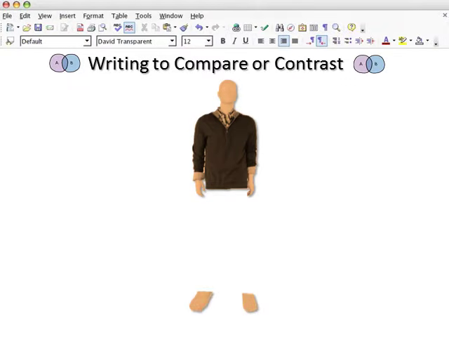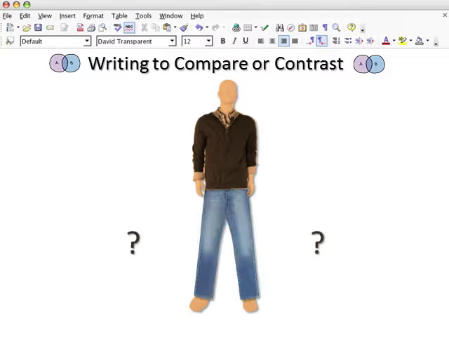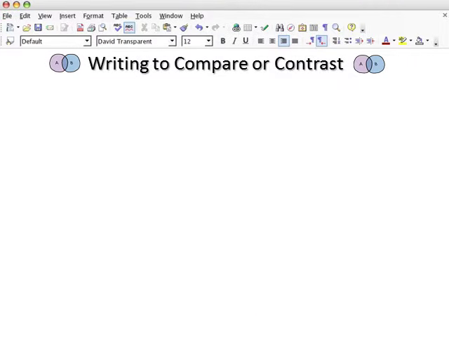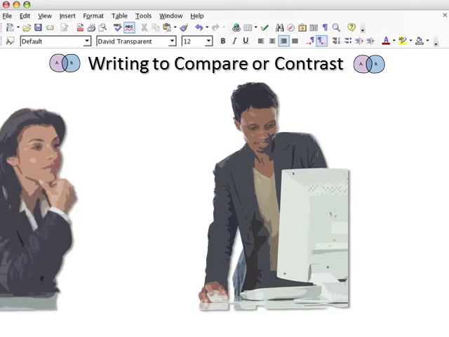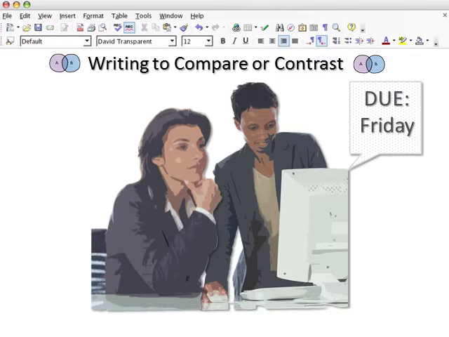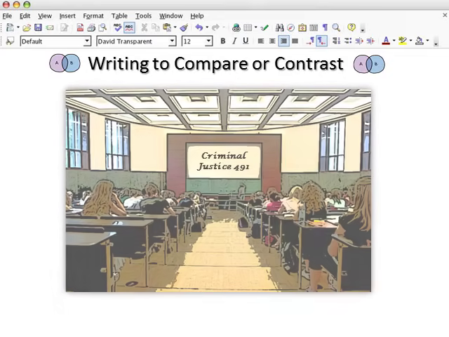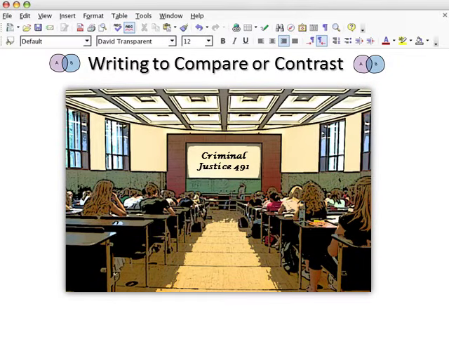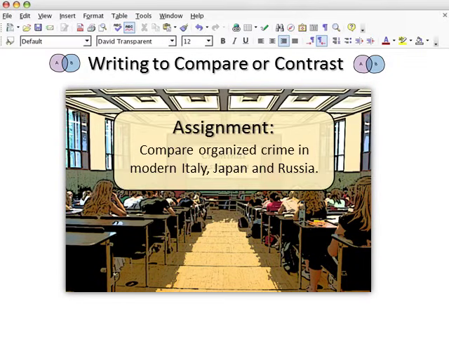It's a typical Saturday at the mall. You're trying on new jeans. Let's see, slim cut or relaxed fit, stone washed or dark. At work on Monday, your boss asks you to research and recommend a notebook computer for the entire sales staff by Friday. That night in criminal justice class, you're reminded that you have a term paper due, comparing organized crime in modern Italy, Japan, and Russia.